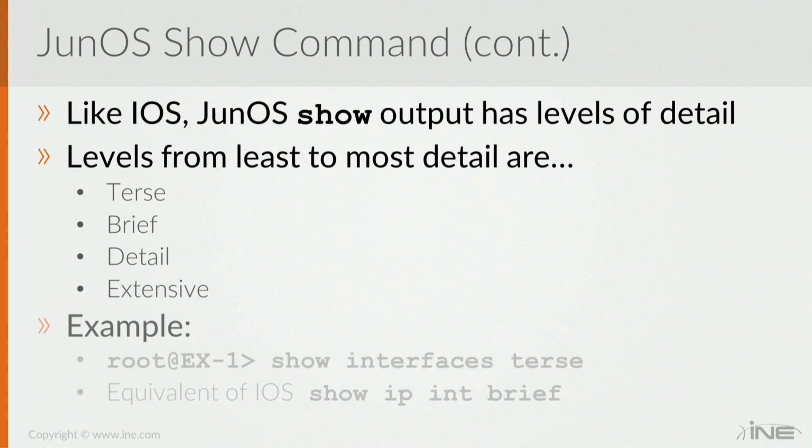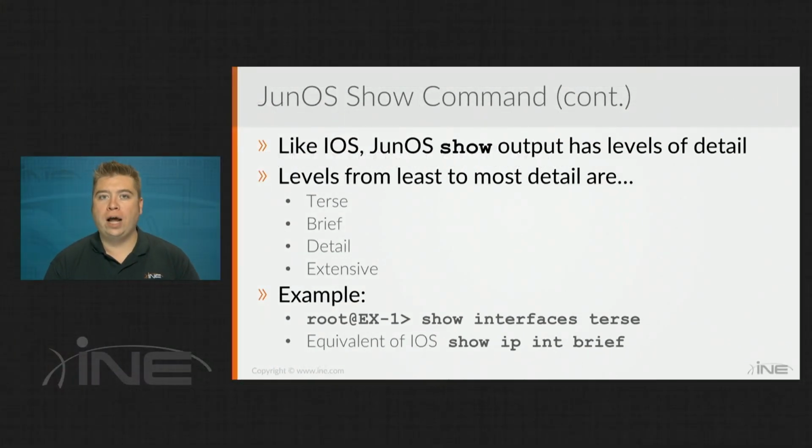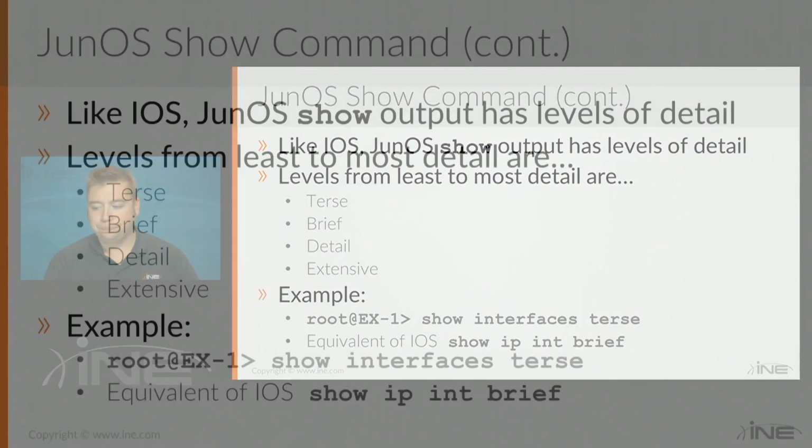Where the most common one that we would see as coming from iOS would be something like show interfaces terse. This is the logical equivalent of show IP interface brief. So it's showing the interfaces, showing their address families like IPv4 addresses, IPv6 addresses, but it's not giving you all the details like what are the packet counters, what are the errors on the interface, etc.